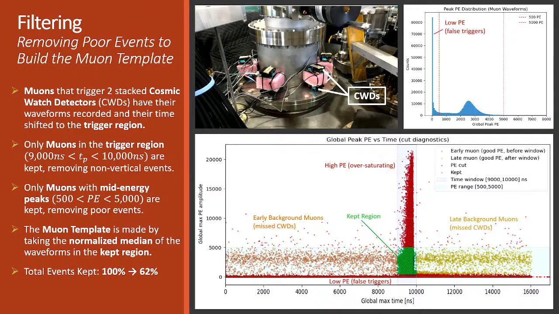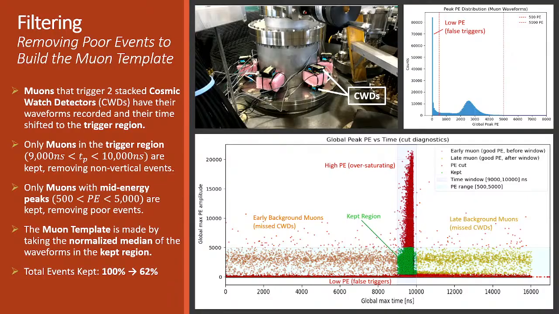So how can we actually get these Michel electron signatures? We have a whole lot of muons, but how can we actually get the Michels from these? First, we only look at vertical muons going straight down into the detector. We do that by using CosmicWatch detectors, which are just little muon detectors. Whenever a muon passes through two stacked CosmicWatches, it will trigger the detector to start recording. We only look at muons that are in that recorded time region. They're time shifted to 9,000, 10,000 nanoseconds in their frame. We also only look at muons with mid-energy peaks that are above 500 PE, that's photoelectrons, or less than 5,000. Then we have this small kept region.